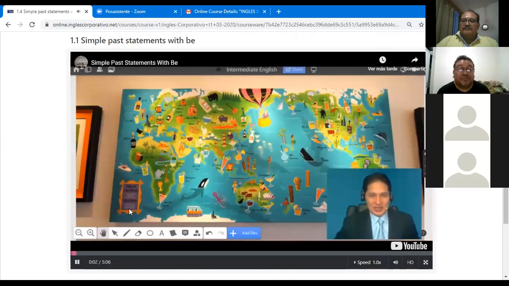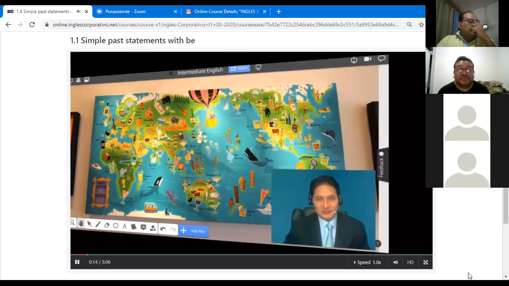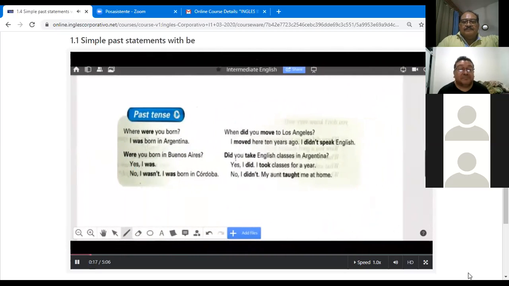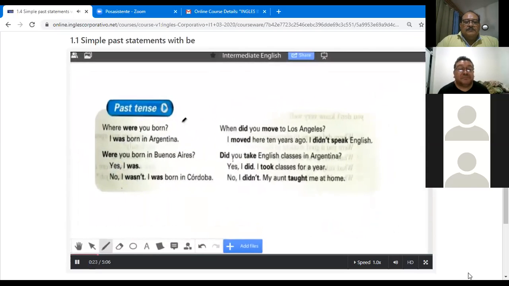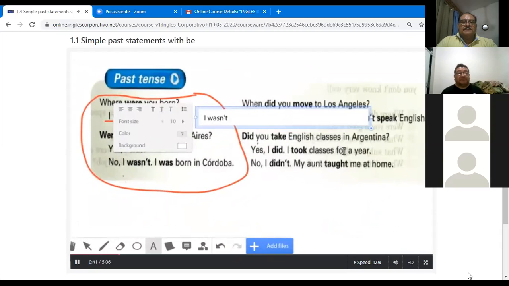Hi everyone. By the end of this class, you'll be able to make positive and negative statements using the verb to be. Additionally, you'll be able to make statements such as, I was born in China, I wasn't born in the United States. Let me get started by quickly explaining this chart. First of all, what we're going to do is we're going to talk about this chart, and we're going to quickly focus on the left side of this chart. Okay, so what we're going to do is we're going to learn how to make positive statements such as I was born in Argentina, and how to make negative statements such as I wasn't born in, let's say, Mexico.